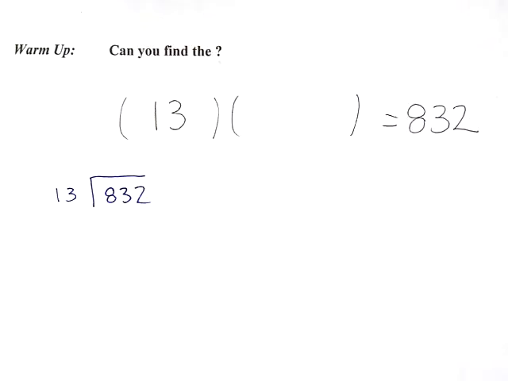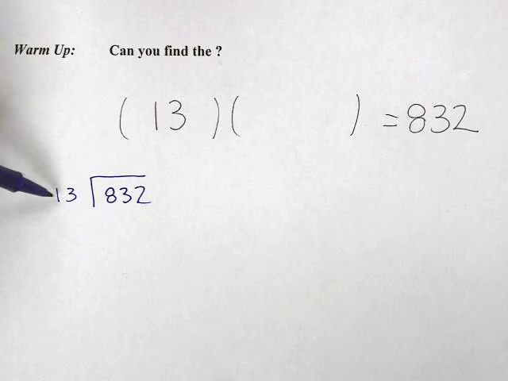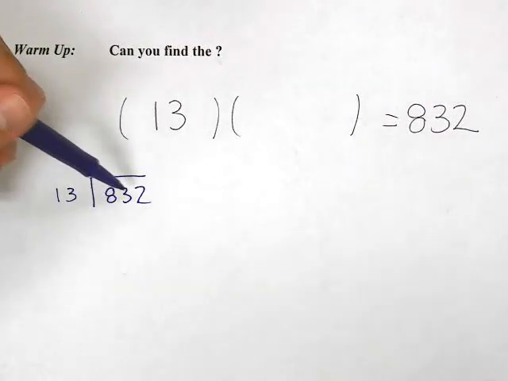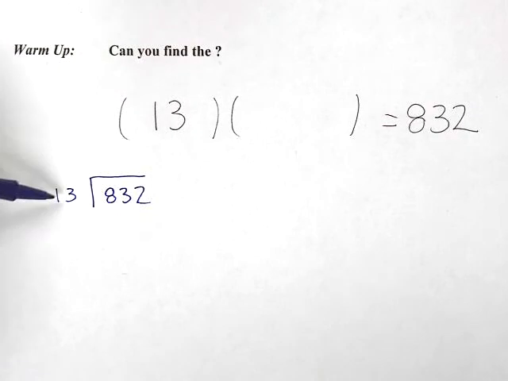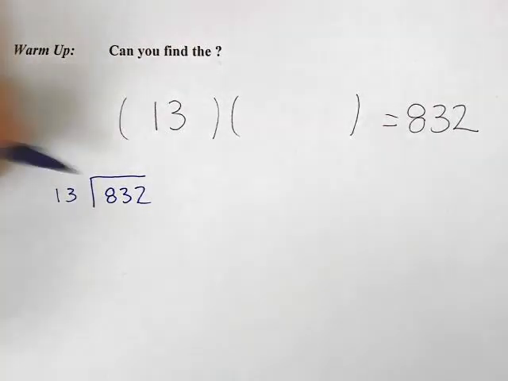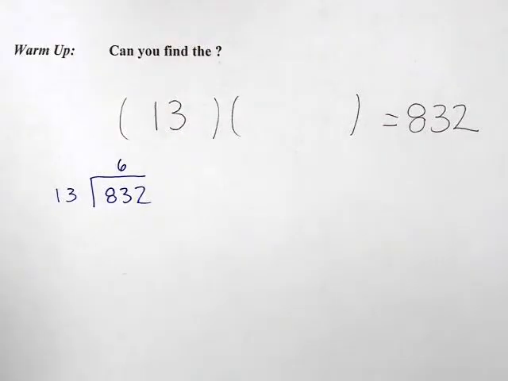And what I care more about here is the algorithm or the procedure that you're doing. I know this is just numbers, but we might be using this in a little bit. This is a two-digit number. I need to figure out how many times it goes into the first two digits. So let's think here. 13 into 83. I'm thinking that's a 6.